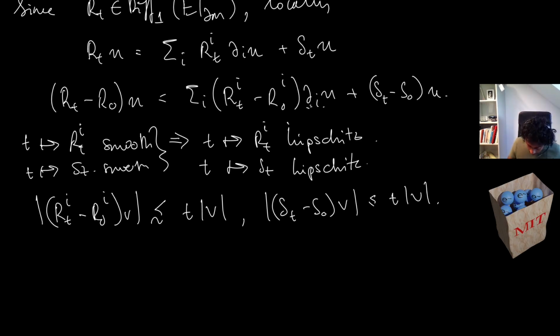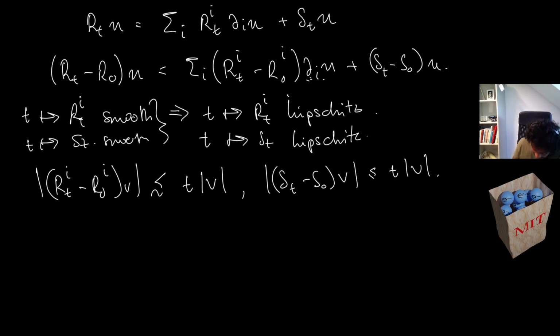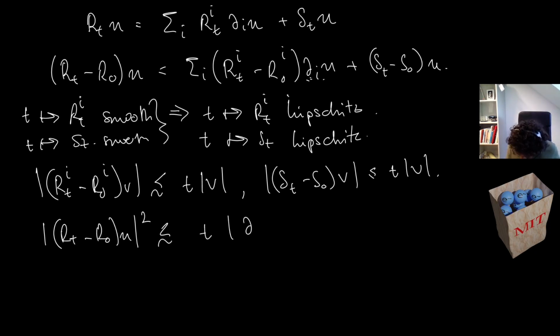Okay, so why do I want to write it in this way? So then it means that when I write out the difference, R_t minus R_0 of U, this is now going to be bounded by some t times, so now there's going to be a sum, i equals 1 to n, say, of partial_i of U squared plus, okay, so now I'm going to have plus U squared.